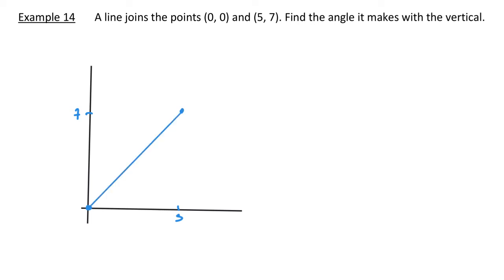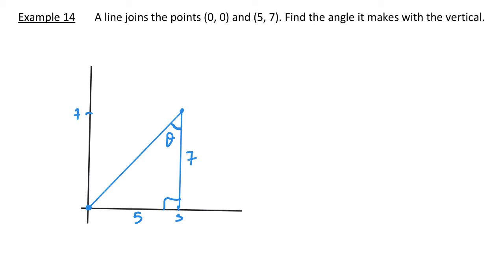What we've got then, we could draw a line to the vertical, or to the horizontal even, sorry. And now we've got a right angle triangle. And we know the base length is 5 and the height is 7. And we're trying to find the angle that the line makes with the vertical, so that's with the up and down direction. So that's going to be the angle up in here.